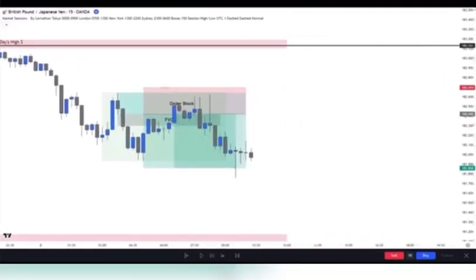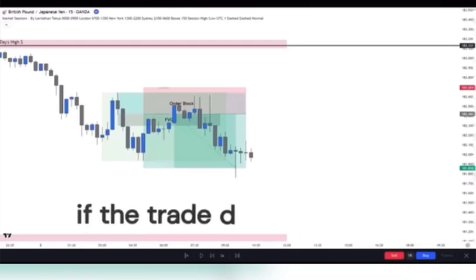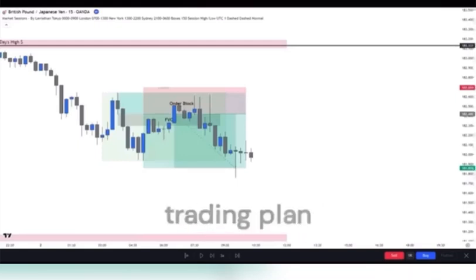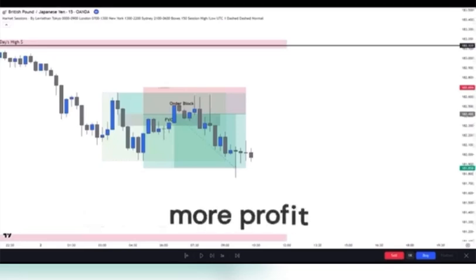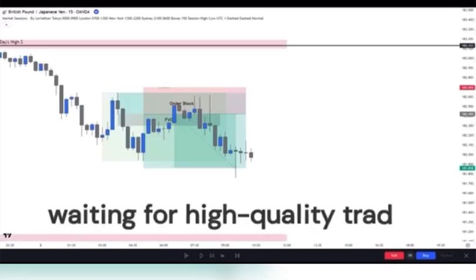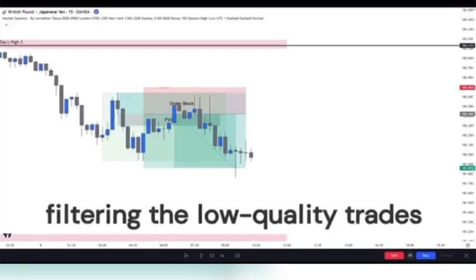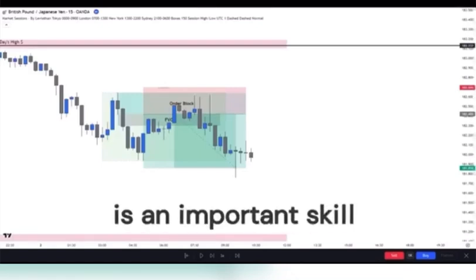Now these were some examples of how you can read the price action and market structure when the London killzone begins. But remember, always be patient. If the trade does not align with your trading plan, you can always pass it. More trades do not mean more profit. So waiting for high-quality trades and filtering the low-quality trades is an important skill to develop.